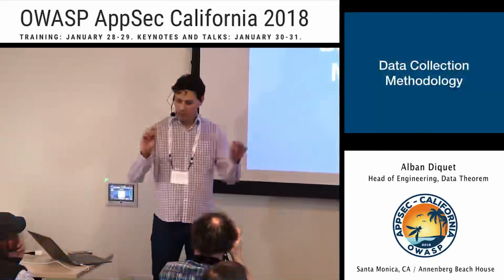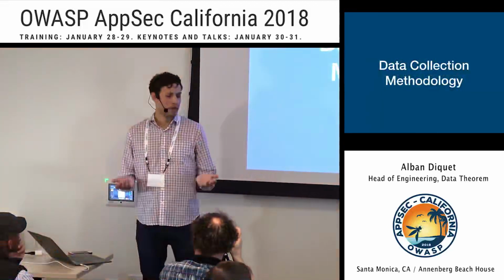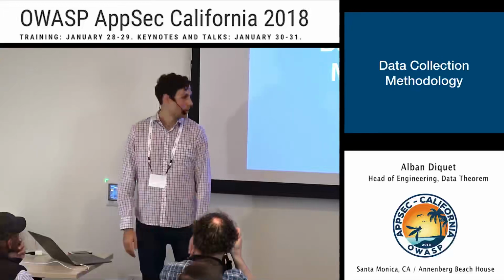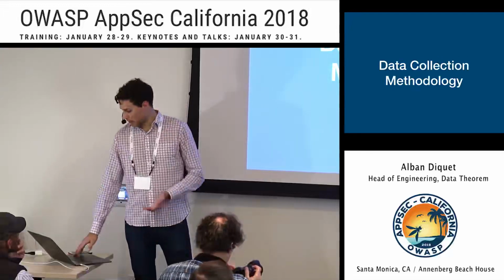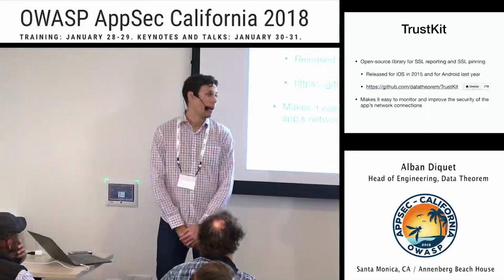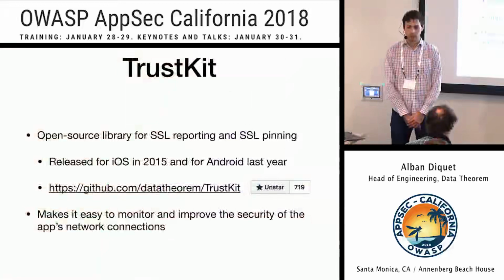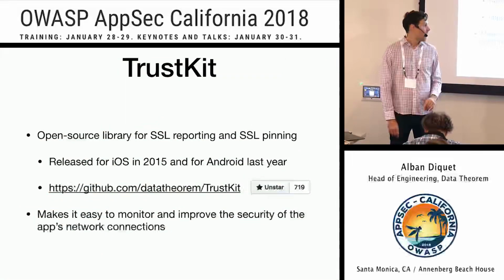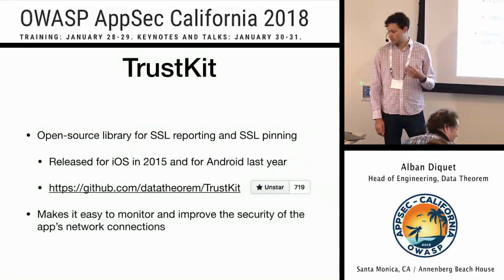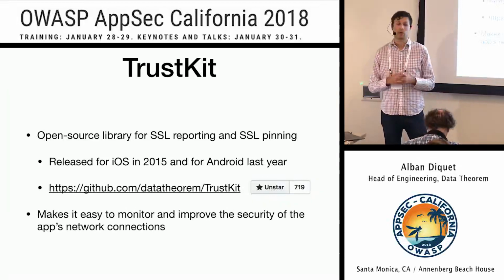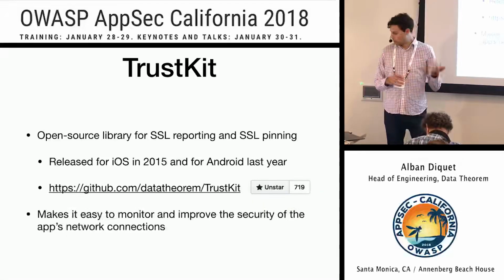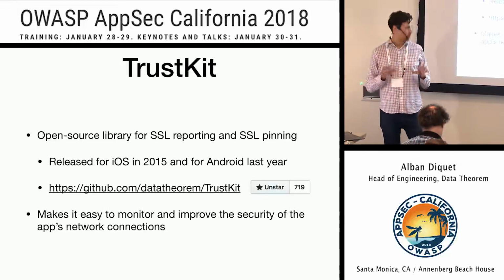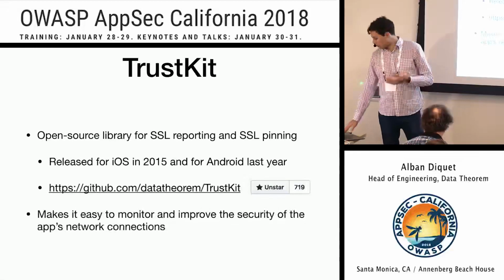But first of all, you saw that map with all these dots, and you might be wondering where did they get access to 10 million reports about man-in-the-middle attacks. So it all started a few years ago when we released an open source library called TrustKit. And actually, some of you in the room have worked on it. What it does is it makes it easy for developers to make their apps' network connections more secure using two mechanisms that I'll explain in a minute, SSL reporting and SSL pinning. I'll quickly explain what TrustKit does, so you can understand where all the data I'm going to be presenting is coming from.